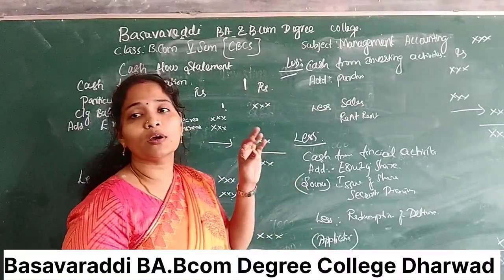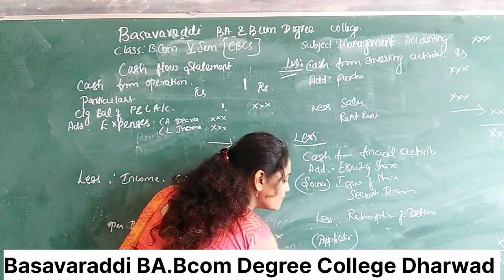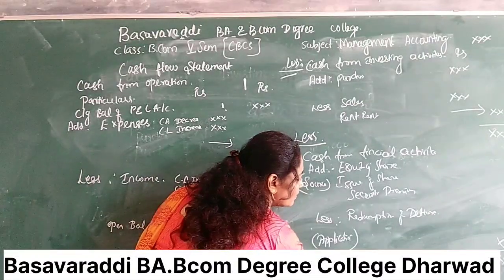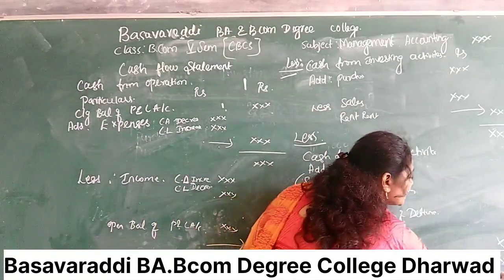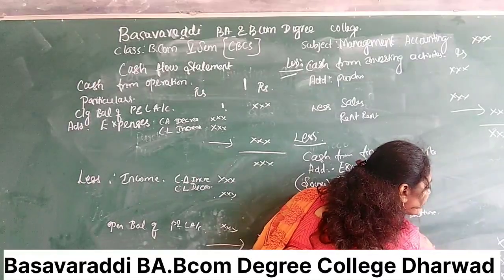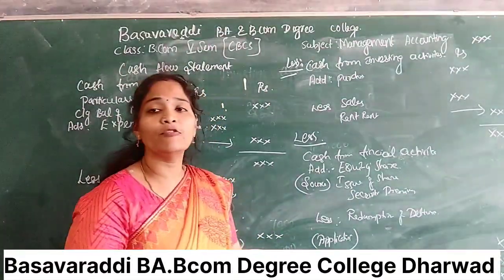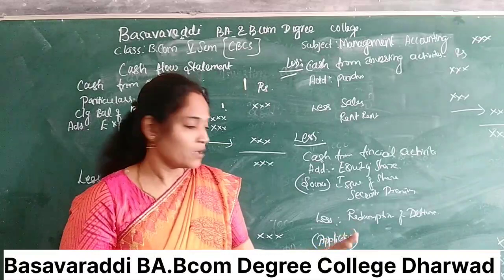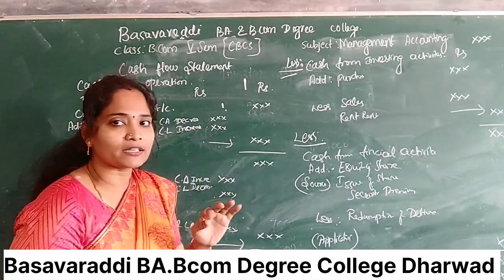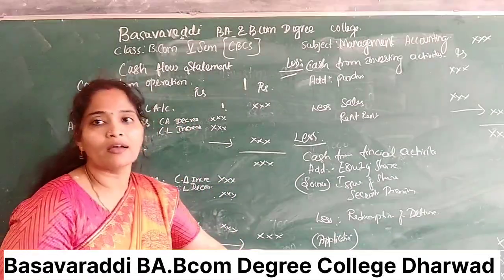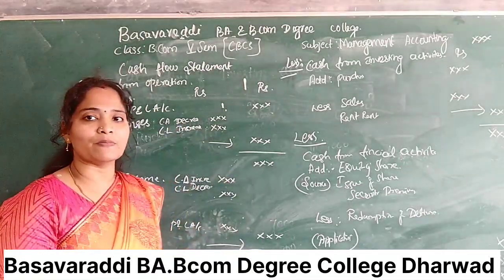And one more thing, in your notes they give cash for two years. One is cash beginning and the next one is cash end. Cash beginning amount, with these two less, we will get the cash end. This will help you check whether your problem is correct or not. Finally, you will get it through the cash beginning and cash end. This is the format for the cash flow statement.